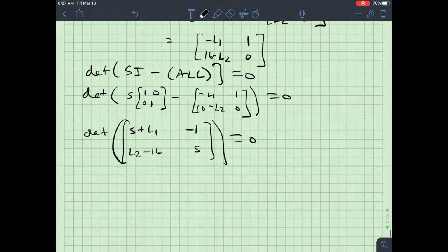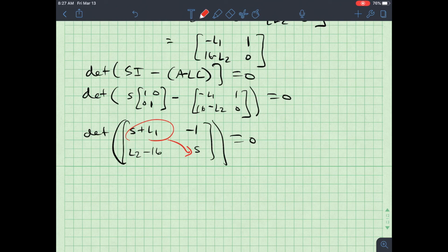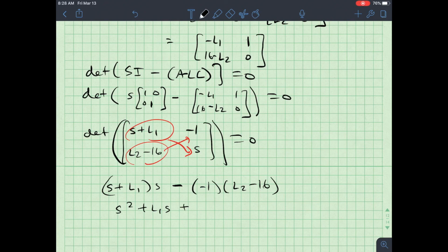So to take this determinant, I will take the on-diagonal product minus the product of the off-diagonal. So let's do that. I've got s plus L1 multiplied by s, minus negative 1 times L2 minus 16. So the minus 1 cancels, and so I've got s squared plus L1 s plus L2 minus 16 equals 0.